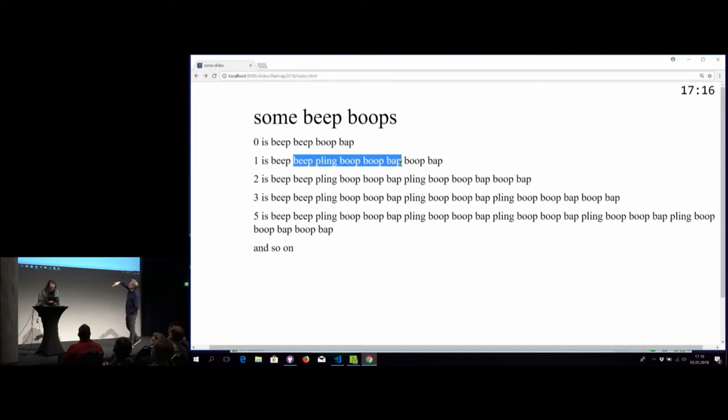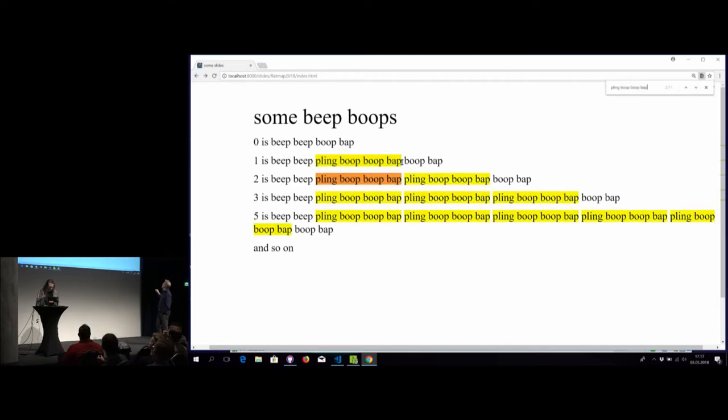So this time we can search for... We don't have to search for the number 2, and we get... I searched for too much. You should start with pling, right? I should start with pling. So pling boop boop bap should give us... And now we have 11 of those, which is good. And then we get 11.